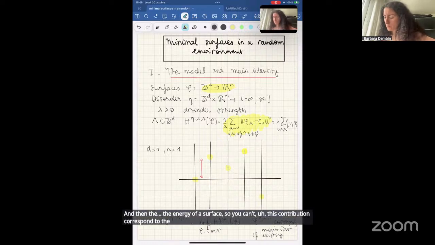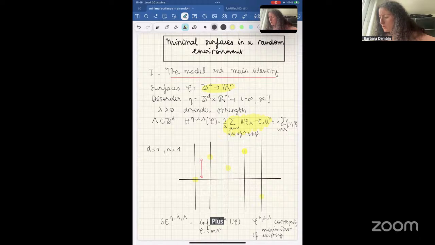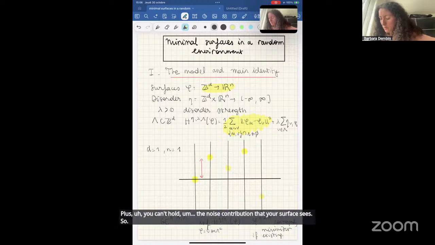Then the energy of a surface: this contribution corresponds to the elastic energy, so for two consecutive integer values you count the square of the height difference between the two consecutive points, plus you count all the noise contribution that your surface sees. At each point where your surface is, there is a noise value, and you sum all these values.